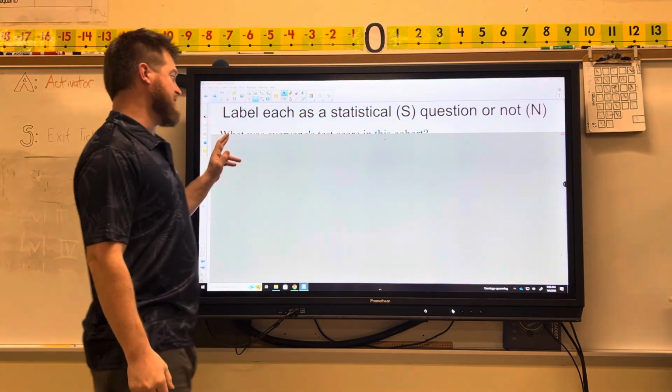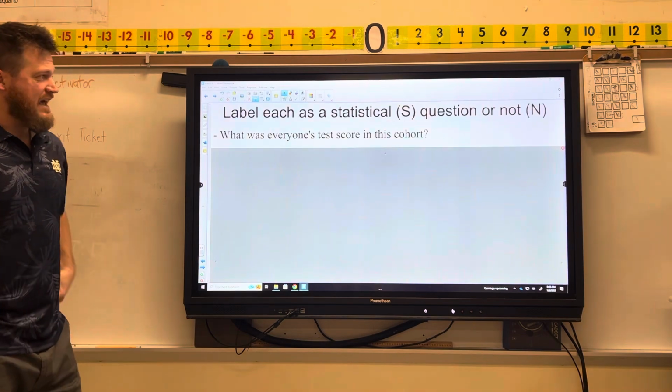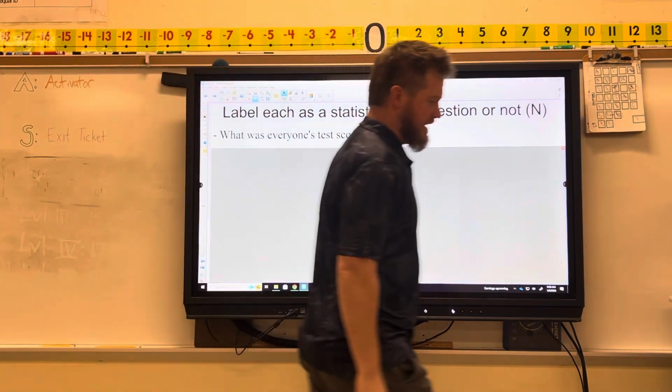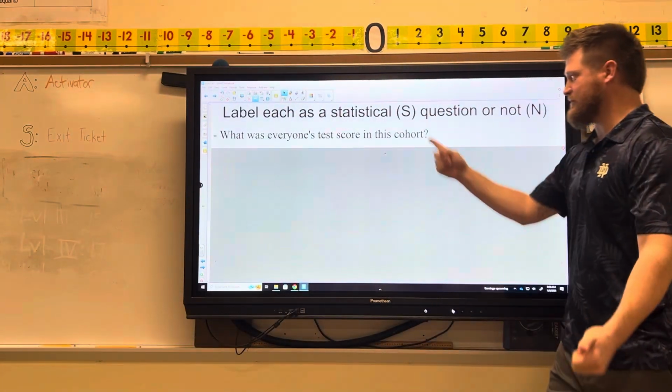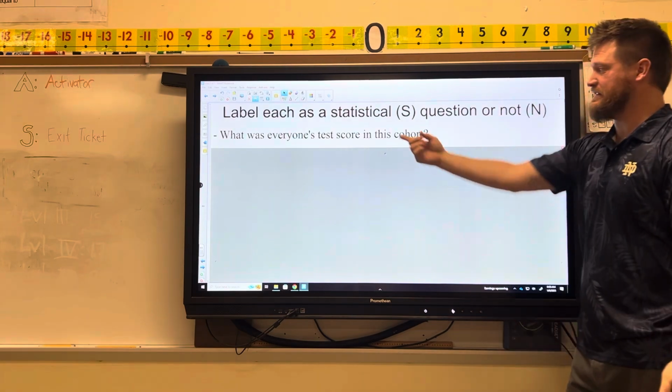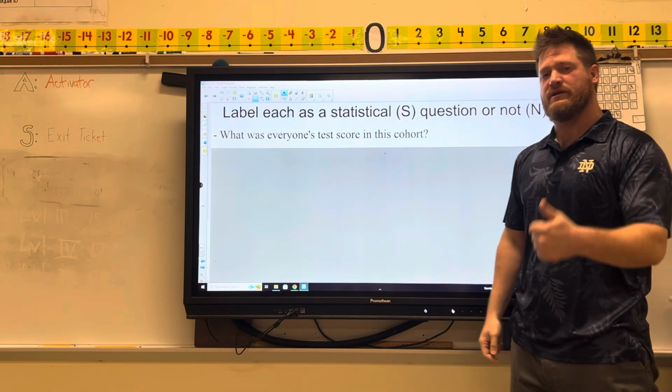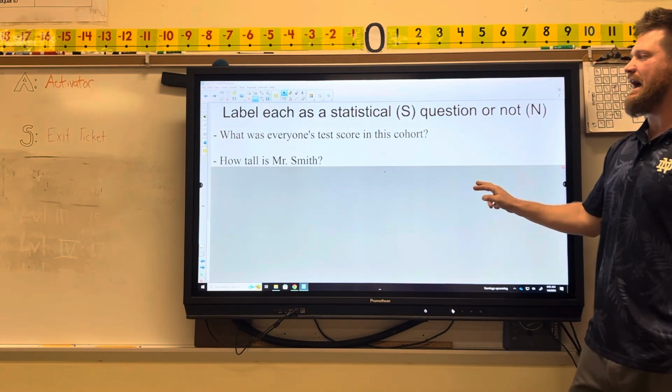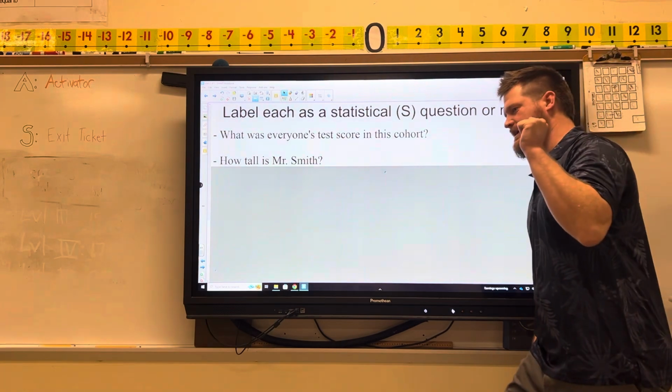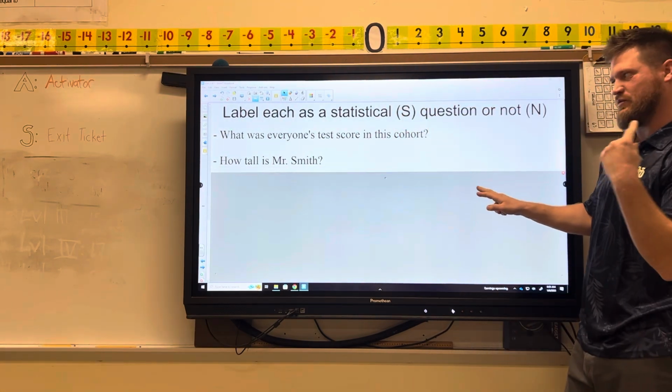If we go through these to yourself, give yourself a thumbs up for statistical or thumbs down for not statistical. What was everyone's test score in this cohort? That would be yes or S or thumbs up statistical because probably not everyone got the same score. That'd be a bunch of different answers. What about how tall is Mr. Smith? Not statistical, just one answer.